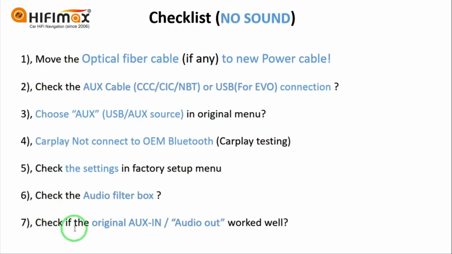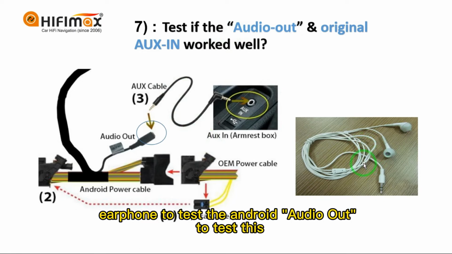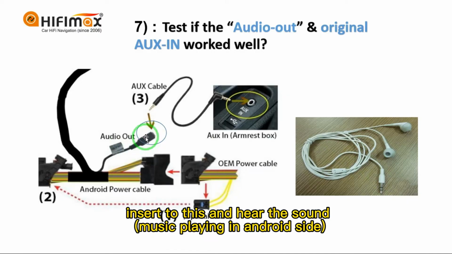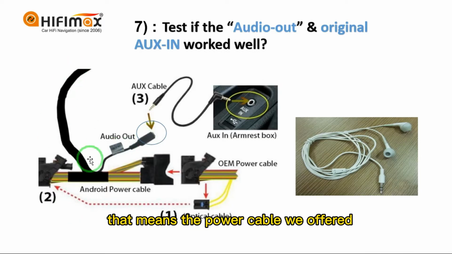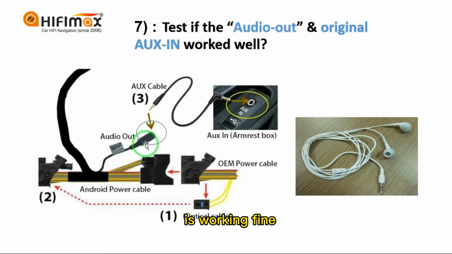The seventh step is to check if the original AUX or audio out works well or not. Here, this picture. You can also find an earphone to test the Android audio out. To test this, insert it to this and hear the sound. If there's a sound coming from this connector, that means the power cable we offer and the Android screen we offer are working fine.